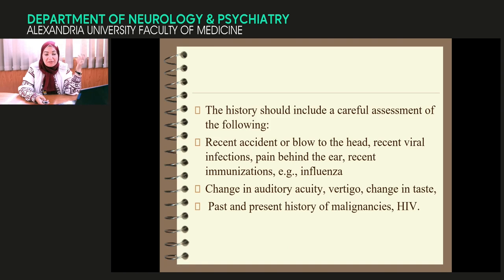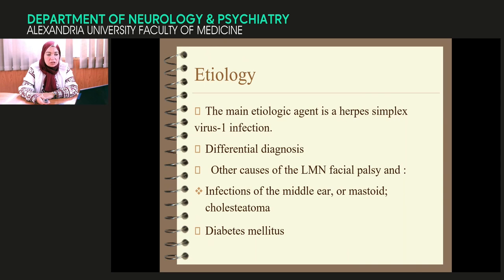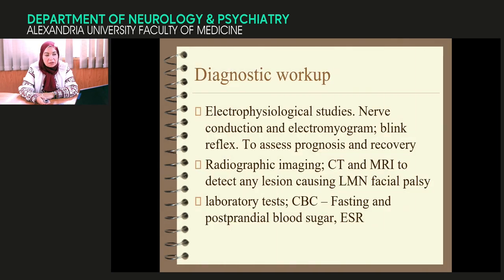It may be associated with vertigo if there is vestibular affection, change in the taste. We must ask about all of these. Past and present history of malignancy or HIV, because the patient may be immunocompromised and have susceptibility to Bell's palsy. The etiology, the main etiologic agent is the herpes simplex type 1. Differential diagnosis, other causes of lower motor neuron facial palsy, as we said, may be infection of the middle ear or mastoid, cholesteatoma, diabetes mellitus, like that.